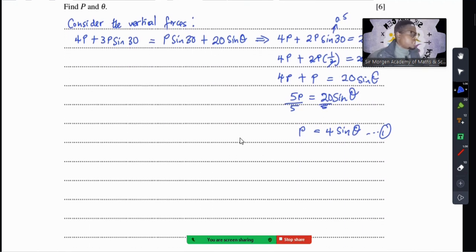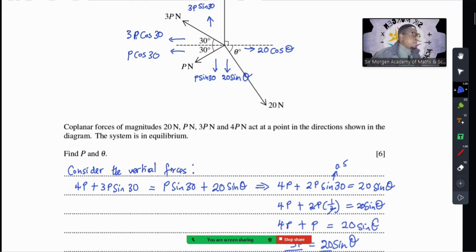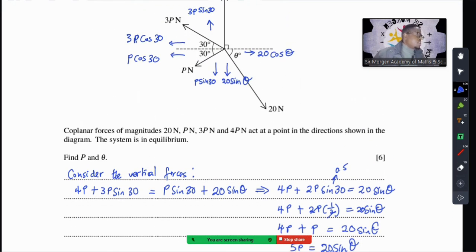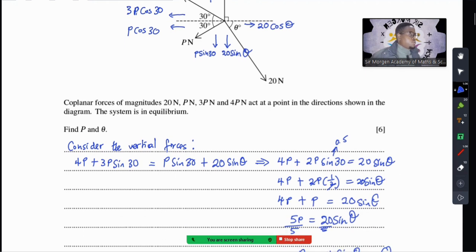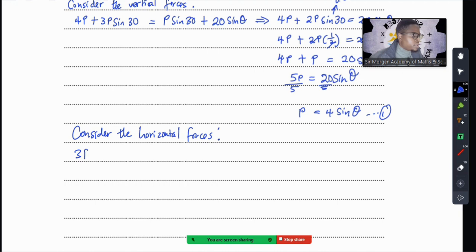All right, so now let's consider the horizontal components, or you can call them forces there. Right, let's go back to our diagram. And so you can see with 3p cos 30 and p cos 30 to the left, and then 20 cos theta to the right. Right, so that means we have 3p cos 30 plus p cos 30 equals 20 cos theta.